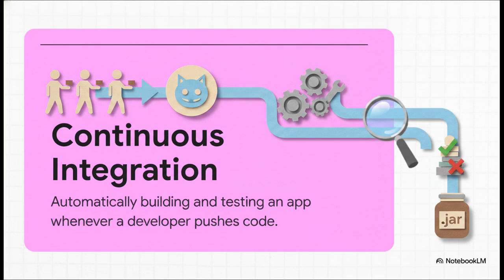But CI is a practice where every single time a developer pushes code, the system automatically builds and tests the application. For our Spring Boot project, this means automatically compiling the code into a runnable .jar file. This is a huge deal because it detects build failures incredibly early, it absolutely destroys that old, well, it works on my machine excuse, and it massively improves how your team collaborates.